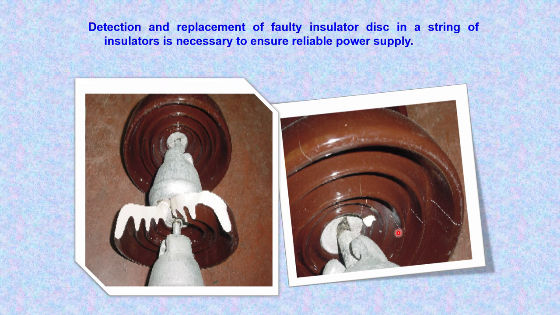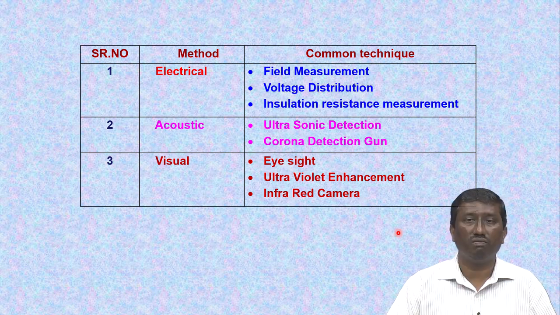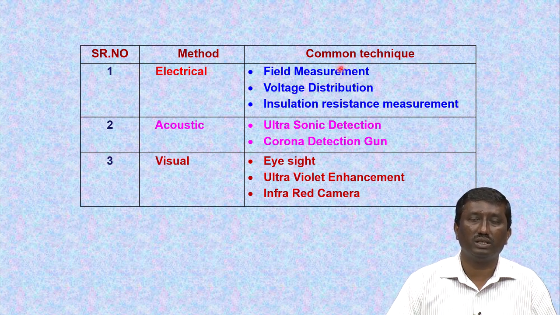So, there are some methods to recognize these failures and which help in the replacement of the insulators in the line. So, electrical, you have the techniques like field measurement, voltage distribution, which we have shown in the laboratory. Then there is insulation resistance measurement. So, electrically these common techniques are being employed to check in case of a failure of any faulty discs in a string of the insulators which are connected.